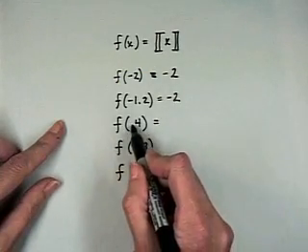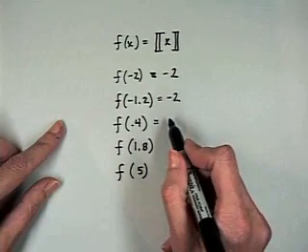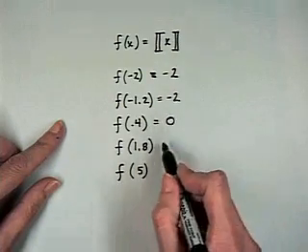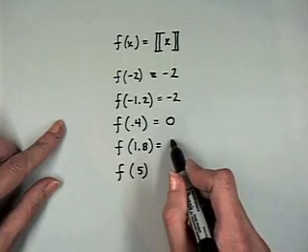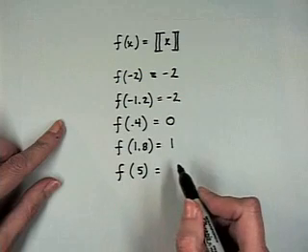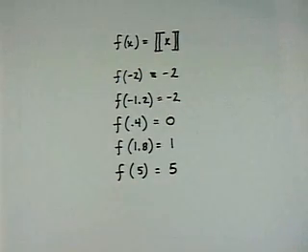Next we have the value 0.4. The greatest integer less than or equal to 0.4 is 0. Next, 1.8. The greatest integer less than 1.8 is 1. And f of 5, again, we have an integer value, so we get back the value of 5.